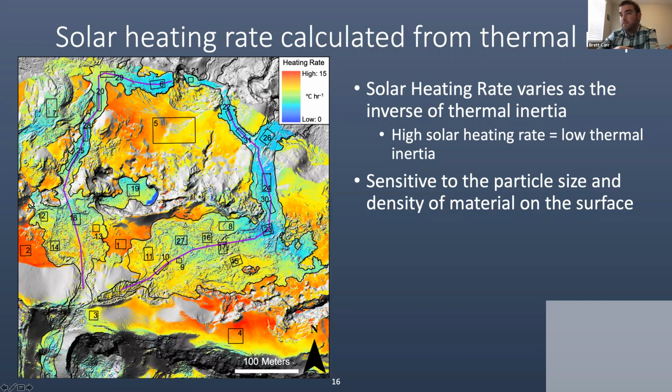As you decrease the vesicularity and increase the density, you're increasing the thermal inertia and decreasing the heating rate. This is the other data type that we use for the classification. So we have roughness, which is sensitive to surface morphology and topography of the volcanic deposits, and we have the heating rate, which is sensitive to the physical properties, the density or the particle size of these deposits.